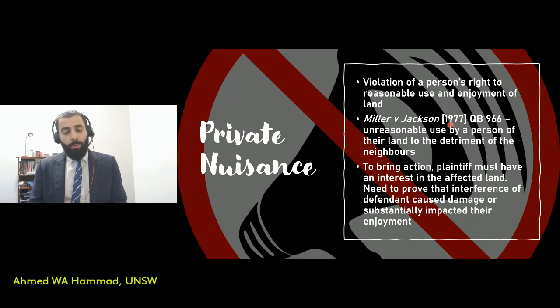The plaintiff also needs to prove that the interference of the defendant caused damage, or that it substantially impacted the enjoyment of the plaintiff of their land. So these are the two main aspects. So the interest in the affected land, and the fact that the actions of the defendant caused damage or substantially impacted the enjoyment of the plaintiff of their land. These are the two aspects that have to be present in order to sue in the tort of nuisance.